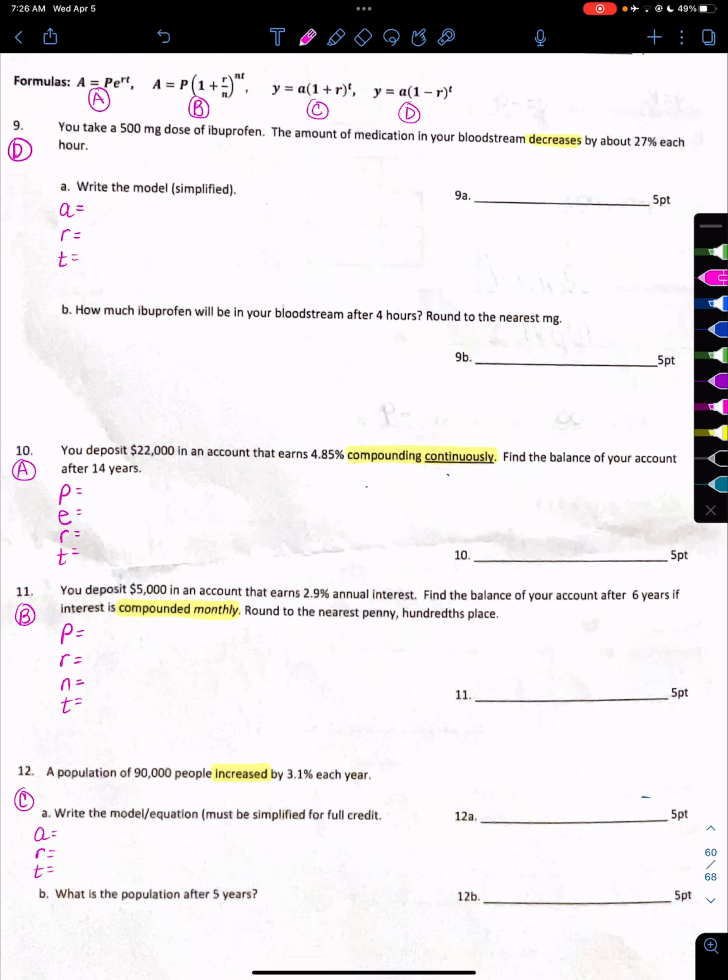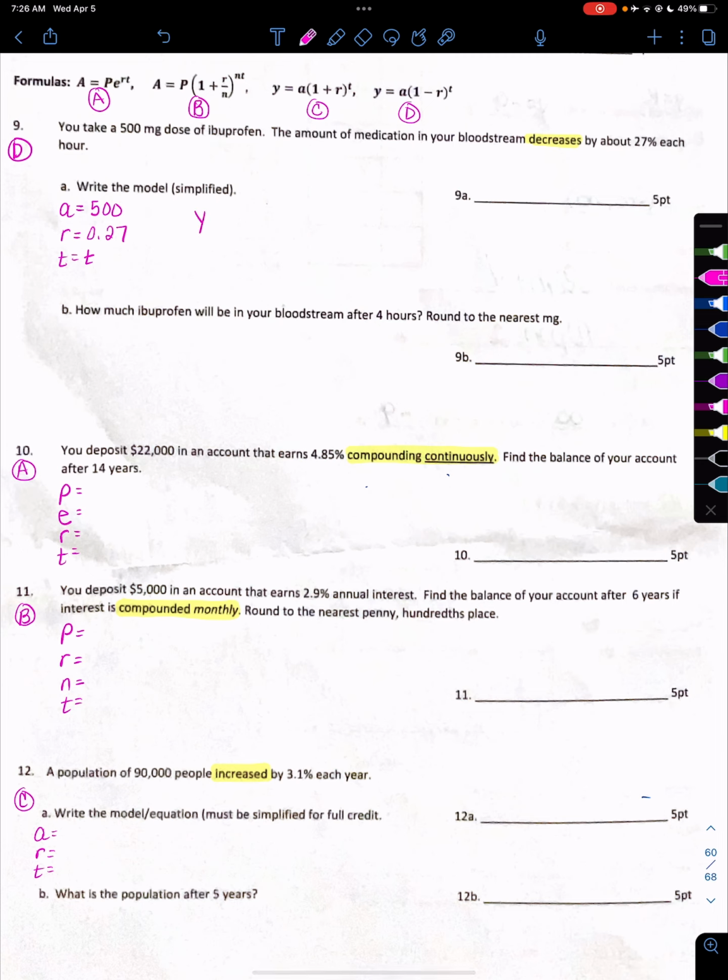Okay. All right, so number 9, we are going to write this model for equation D, which is a decrease. My initial value, which is A, is 500. The rate is a percent written as a decimal, so that's 0.27. And T is time. For equation A, they don't give us time, so we're going to keep the variable T. And it's not going to give us time because on this one, they just asked us to write the model.